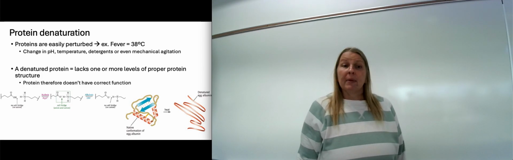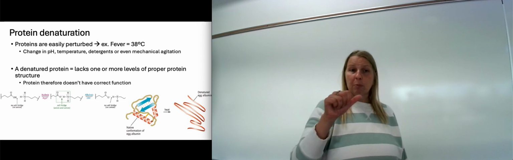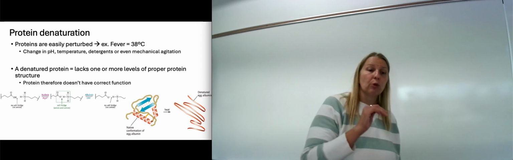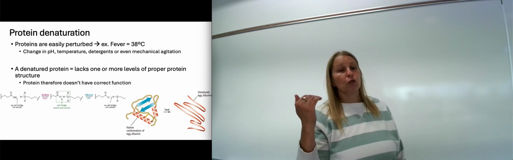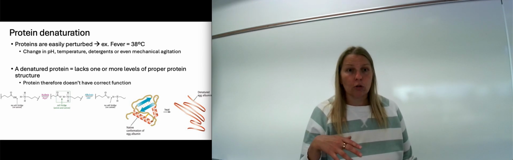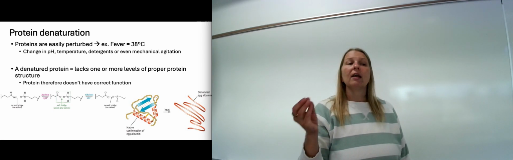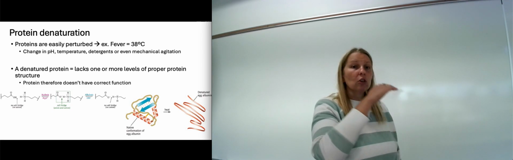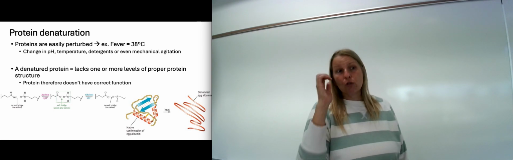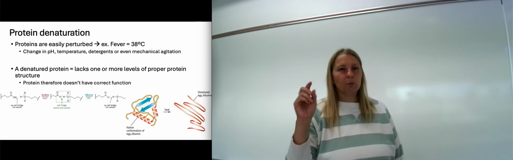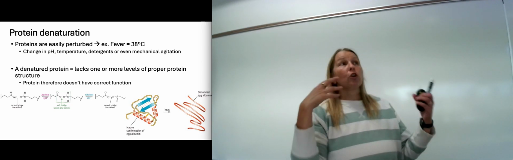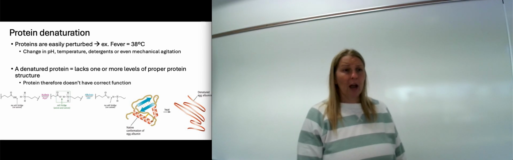In addition to temperature though, if you change the pH, you can also destroy proteins. Some proteins work really well at low pH versus high pH versus neutral pH. If you change that pH, they will no longer have the right structure and therefore the right function. So when you denature a protein, you are getting rid of some level of protein structure. Usually you don't get rid of the primary structure because that's the covalent linkage. But if you get rid of quaternary or especially tertiary structure, you no longer have a functional protein.